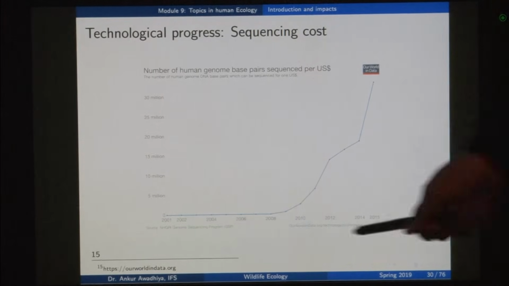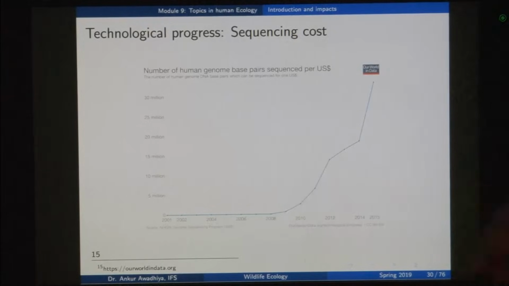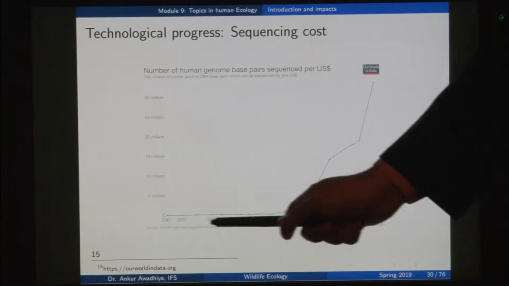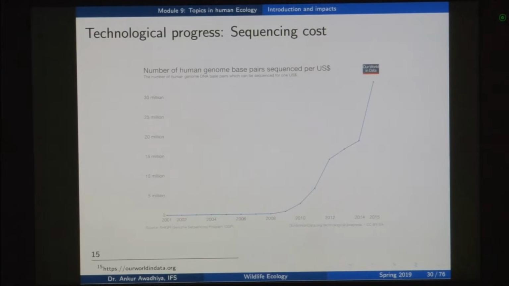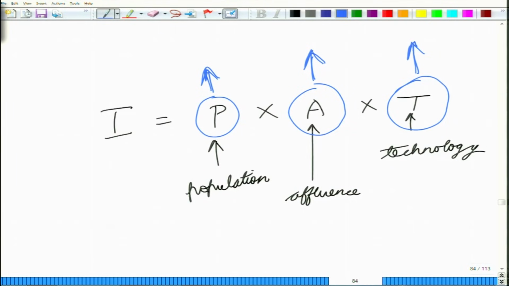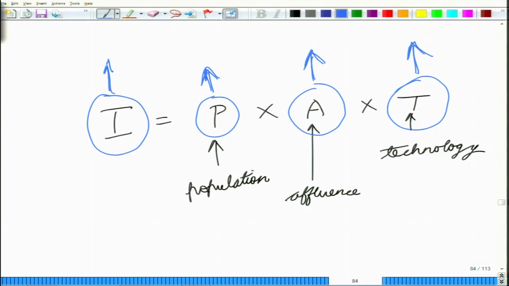And here again, on the x axis you have the years from 2001 till 2015, and you can see that the increase has been exponential. So, in all these cases the increase in technology has been more or less exponential. Now, if impact is population into affluence into technology, and population is increasing, affluence is increasing, technology is increasing, what will happen to impact? The amount of impact will also increase. So, now we can understand why the impact of human beings has been increasing with time.